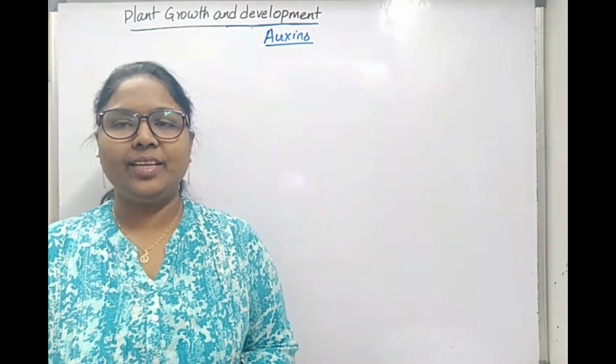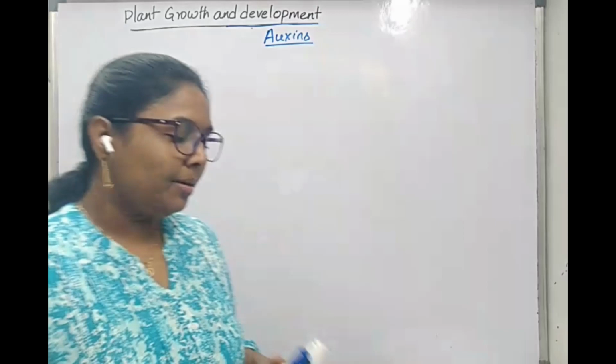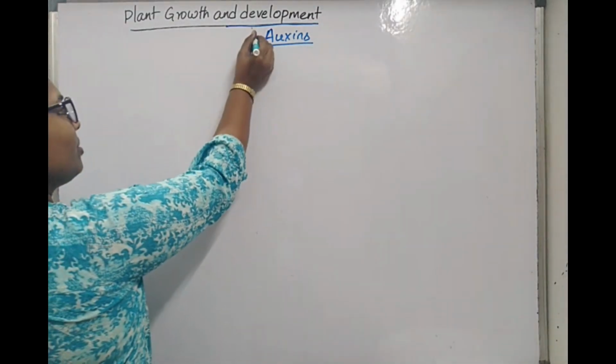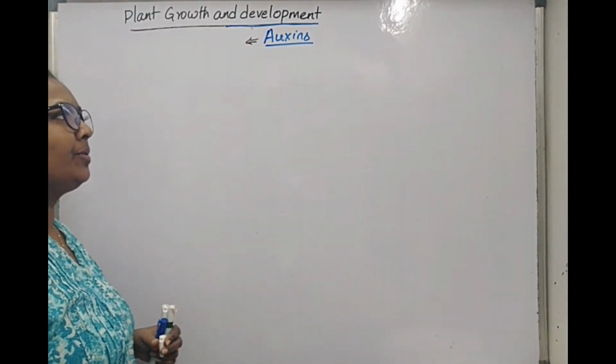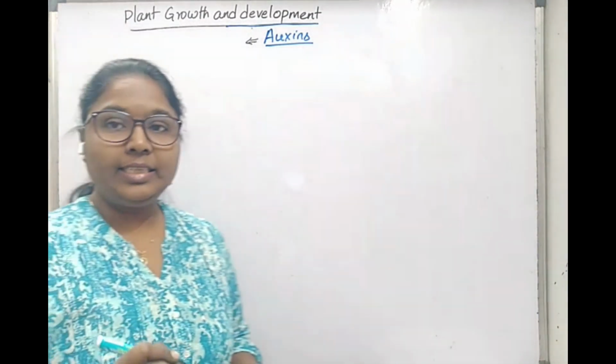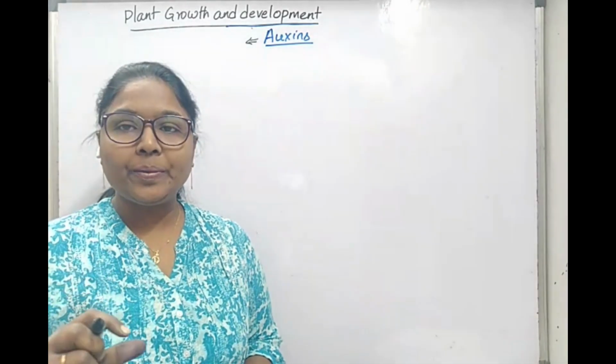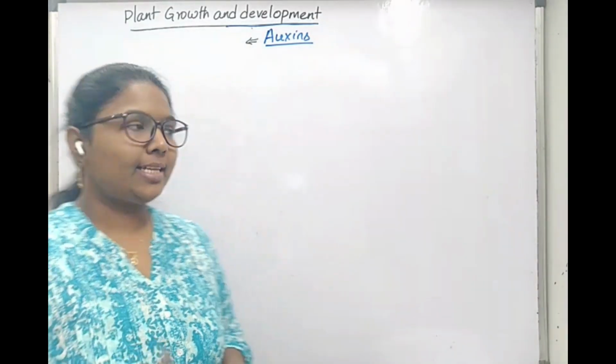Hello students, now we will learn about auxins, a type of plant growth regulator or plant hormone. Auxins were first observed by Charles Darwin and Francis Darwin in the tip part of canary grass, which is also termed the coleoptile region of canary grass.